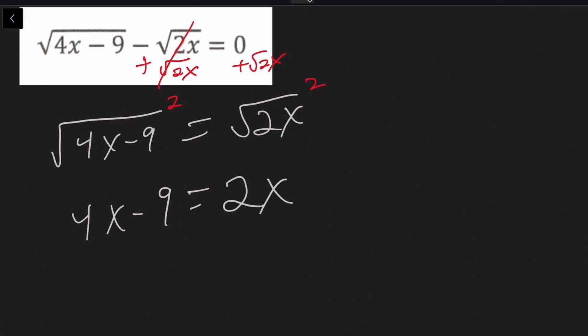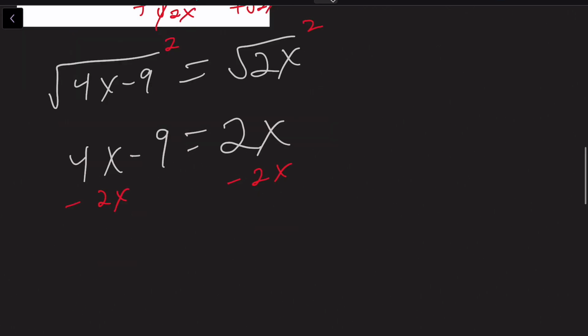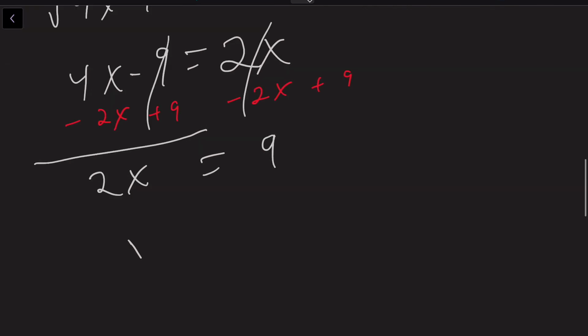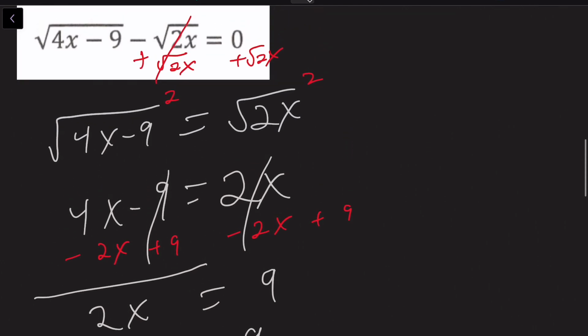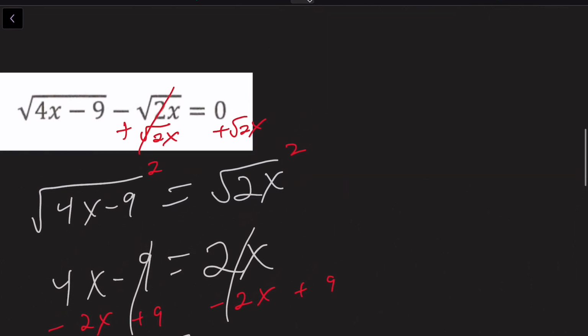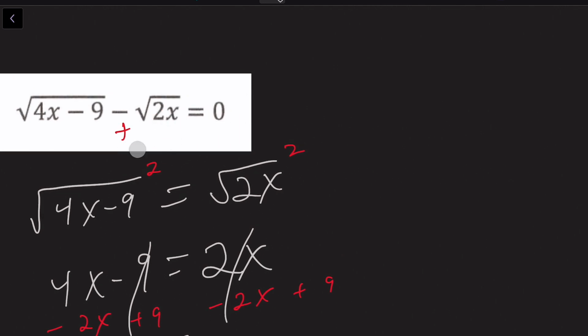And then from here, this becomes simple algebra. I'm going to subtract 2x from the left, and I'm going to add 9 to both sides. This leaves us with 2x on the left is equal to 9 on the right. X is equal to 9 halves. So that's going to be our answer. We can now check our answer by plugging it back in to the original equation.